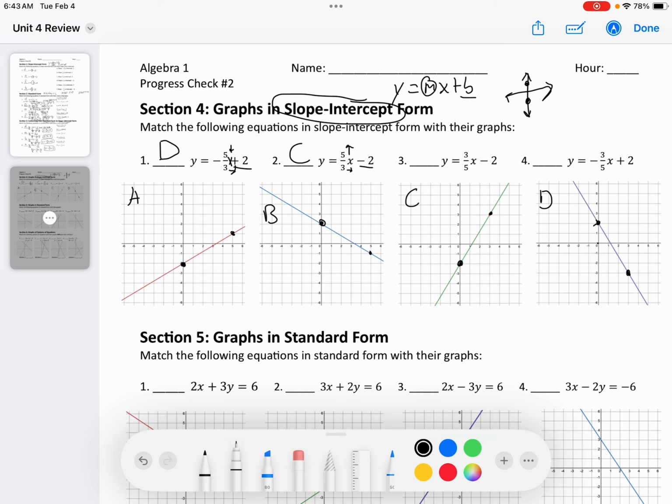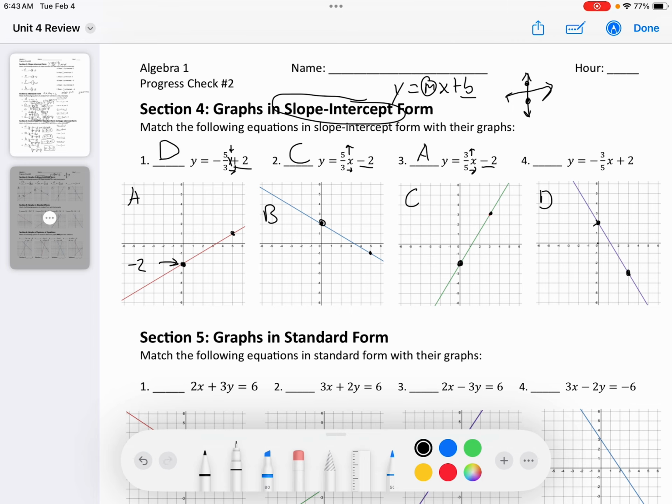Okay, then we have problem 3. Y equals 3/5 x minus 2. Again, that minus 2 tells us it's going to cross the y-axis at negative 2. And so that tells me it's probably going to be A, because here's another one where we cross at negative 2. Well, let's check using the slope. The slope of 3/5, since it's positive, would tell me I'm going up 3 and right 5. So from this point to the next one, I go up 1, 2, 3, and right 1, 2, 3, 4, 5. And sure enough, graph A does match my equation from problem 3.